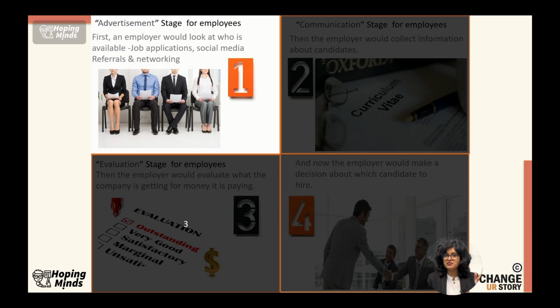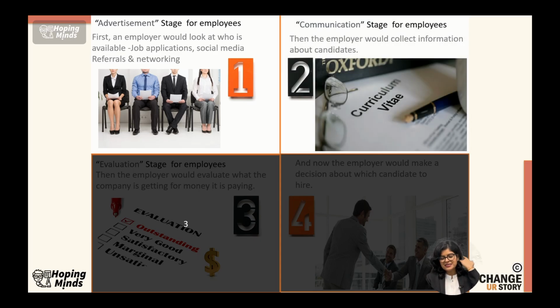Remember when Peter was to start looking for a car, what did he do first? He looked at the market. What are the options available? And guess what? That is exactly what a company does also. Advertisement stage, where an employer would look at who is available for the position which is vacant. Job applications through social media, through referrals, through network, and you know the drill. So that is the advertisement stage.